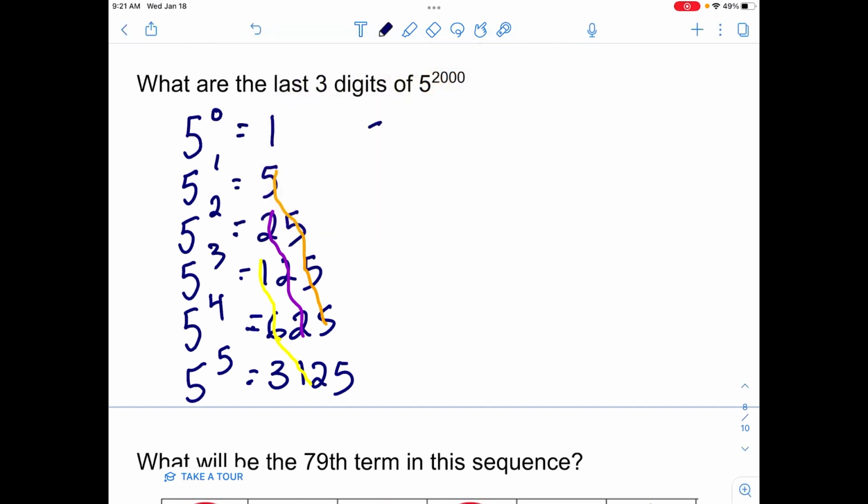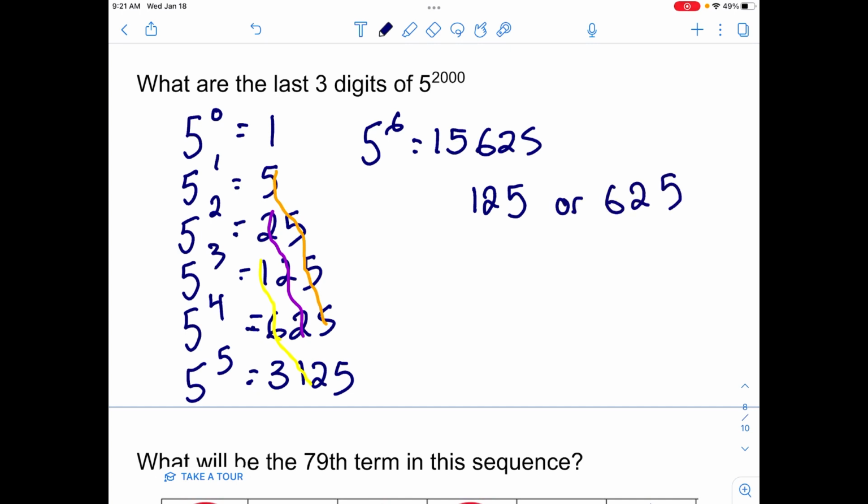But let's do one more. 5 to the exponent 6 is 15,625. So we now start to see this pattern emerge that the last 3 digits are either 125 or 625. So the question is, when is which? If you notice here, the ones that are 625, they are even exponents.